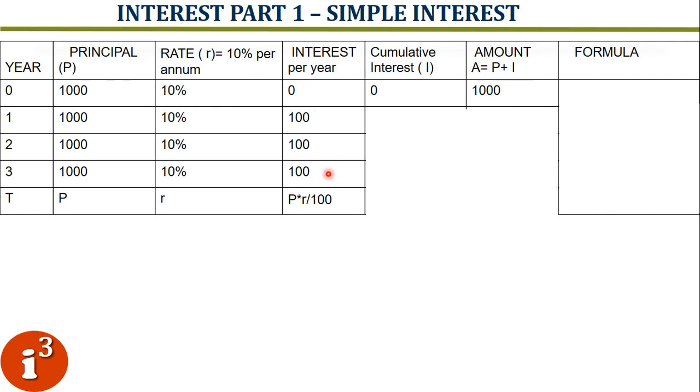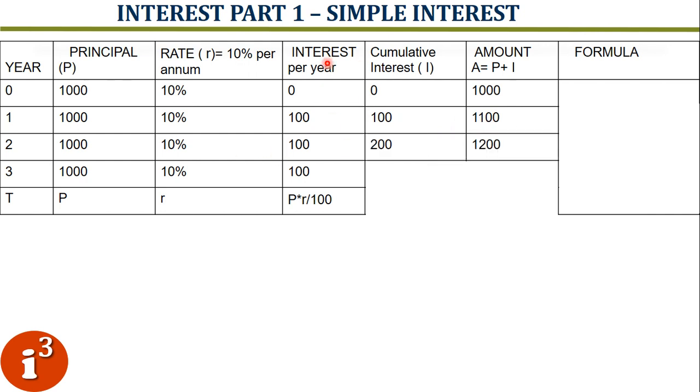So be clear, in simple interest the principal is the same every year, and the interest which is given by the bank is also the same every year. What changes is the cumulative interest and the amount. Let's see. After 1 year, the bank gives you 100 rupees. Cumulative interest is 100 because it's the first year. Amount will be 1000 plus 100, which is 1100.